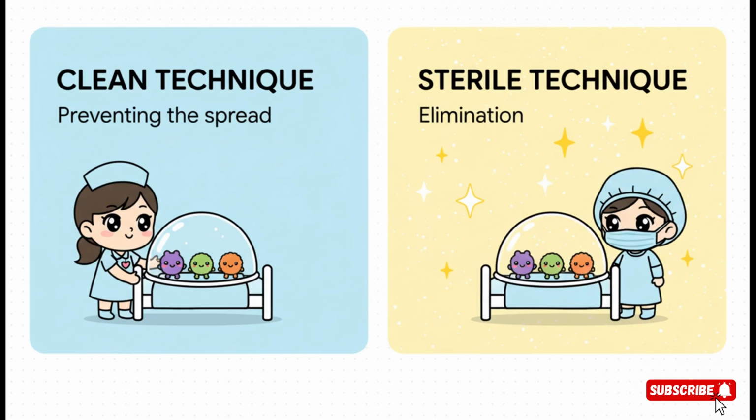But then you have surgical asepsis. This is the sterile technique. This is about total, complete elimination. We're talking wiping out everything, including those super tough spores, because we're protecting a patient from the environment itself. Like when you're inserting a Foley catheter. See the difference? Containment versus elimination.